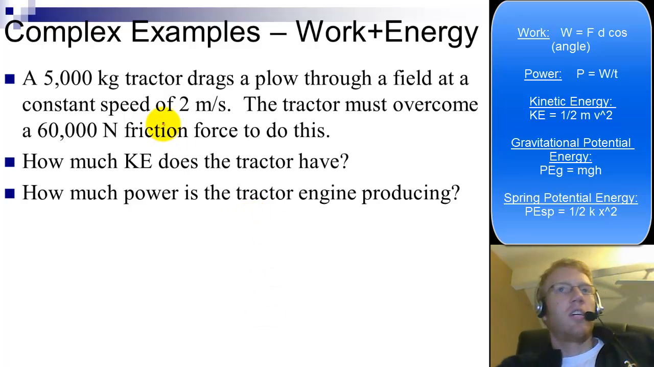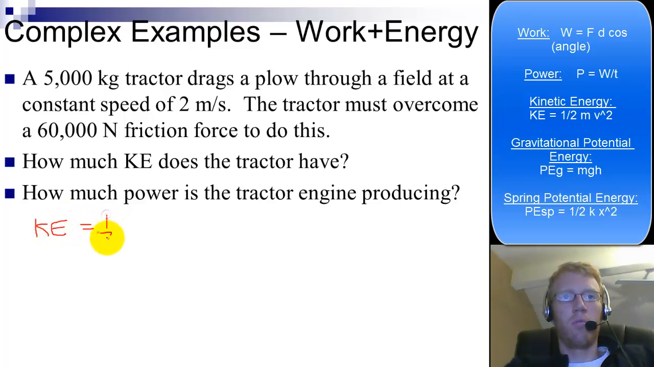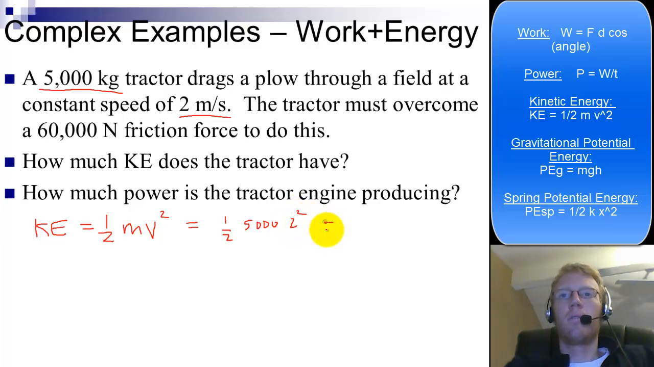A 5,000 kilogram tractor drags a plow through a field at a constant speed of 2 meters per second. The tractor must overcome a 60,000 Newton friction force. How much kinetic energy does the tractor have? Well, this is actually a pretty easy question, not that complex after all, because the formula for kinetic energy is 1/2 mv squared. Do we know the mass? Yes. Do we know the velocity? Yes. So 1/2 times 5,000 times 2 squared. That's pretty simple. That's 10,000 joules.